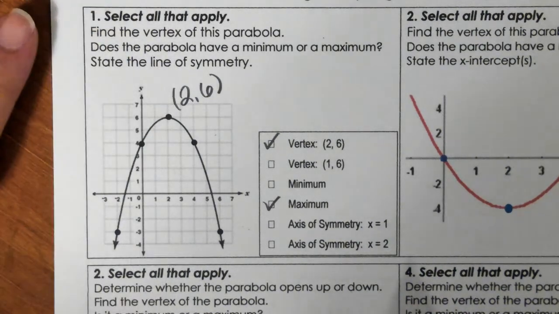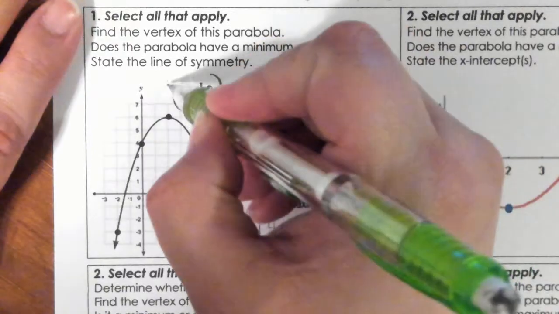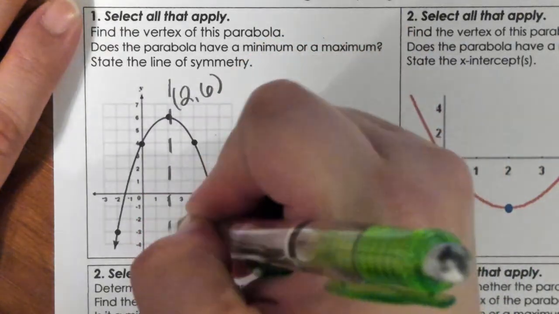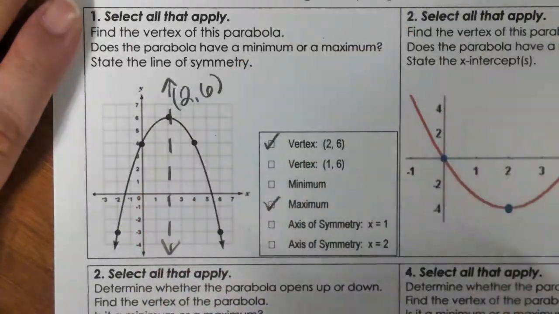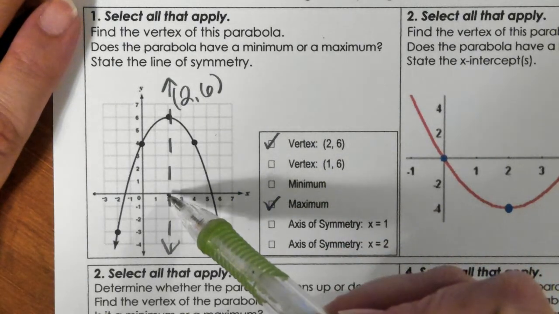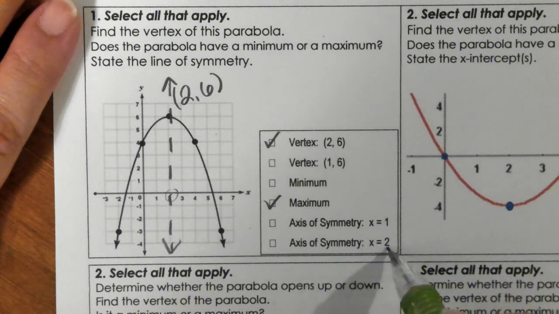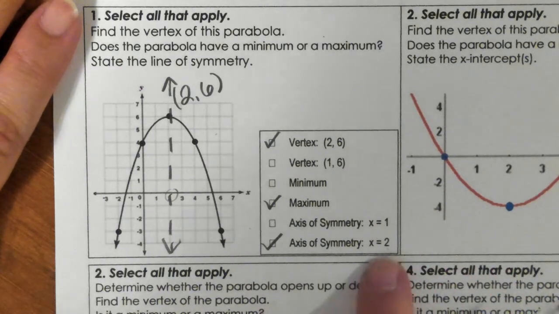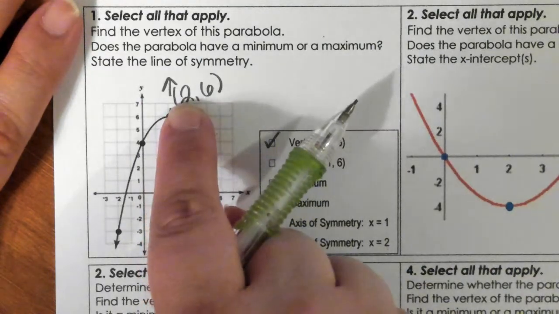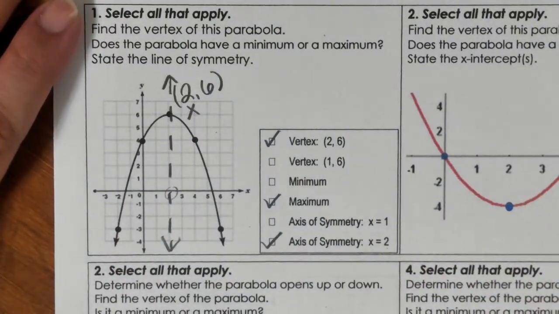Okay. The axis of symmetry goes through the vertex. It's a vertical line. So this is the line of symmetry, or the axis of symmetry. And we have to see it crosses the x at 2. So we're looking for x equals 2. And that should be the exact same thing as your x value here, which it is. Okay, so we had to select 3 answers there.